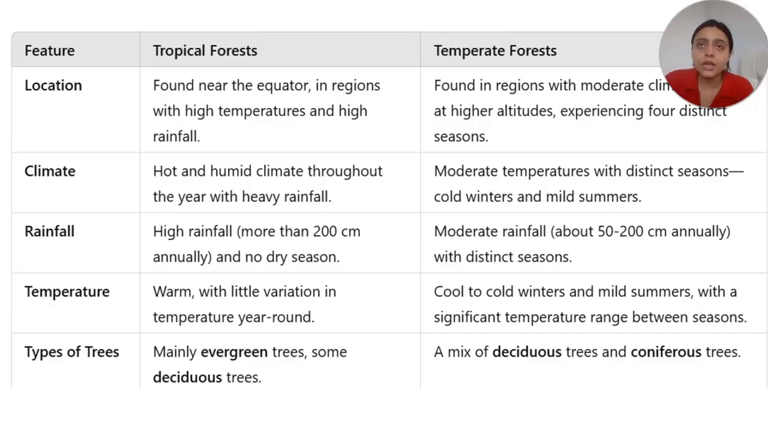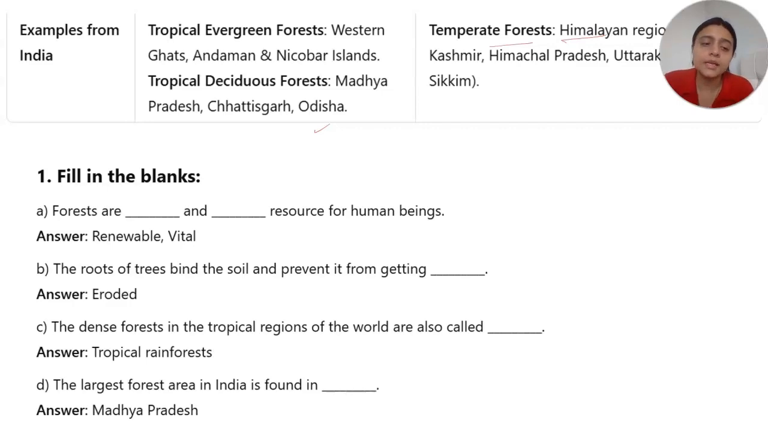All right, so that was all about the chapter where we have learnt about different types of forests, their destruction, and how we can conserve it. Apart from it, as I have already told you, I'm going to give you some differences between tropical forest and temperate forest. So this tabular form of differences will make it easy for you to learn about their characteristics. Okay, NCERT. So first one is fill in the blanks.